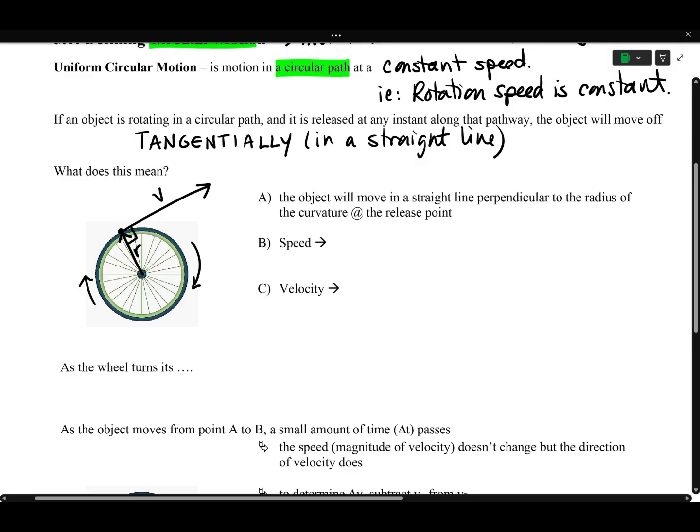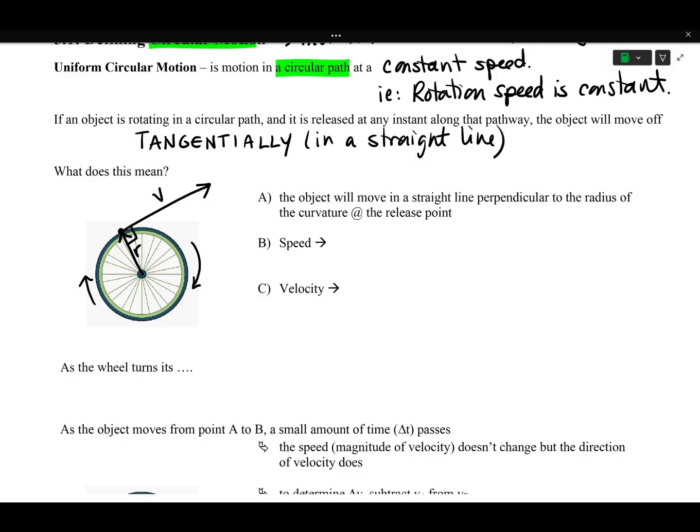The speed, right, is a scalar quantity. And we remember that it only has magnitude. So speed is a scalar quantity, it has magnitude. And in this case, the speed is constant, so the magnitude is not changing. What is changing is the direction. So we have velocity, which is a vector quantity.